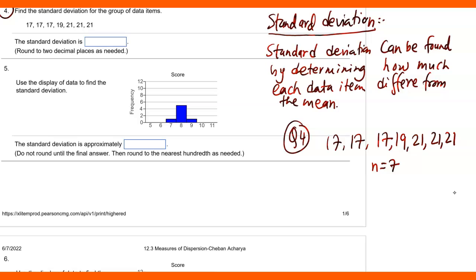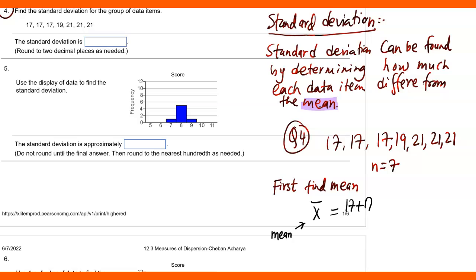Now, to find the standard deviation, you have to find the mean first, because standard deviation is found by determining how much each data item differs from the mean. Therefore I'm looking for the mean first. What's the mean here? Remember that this is the symbol for mean, x bar. We can write the word mean, but the symbol is better.